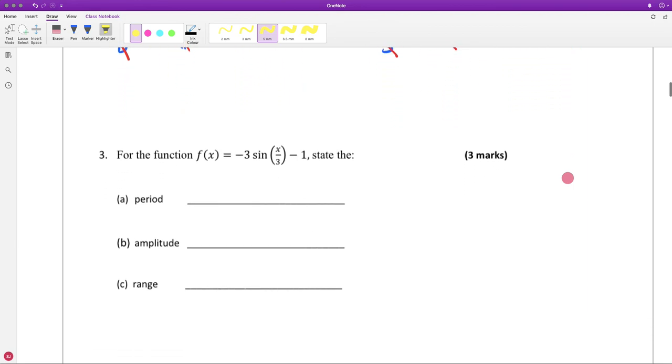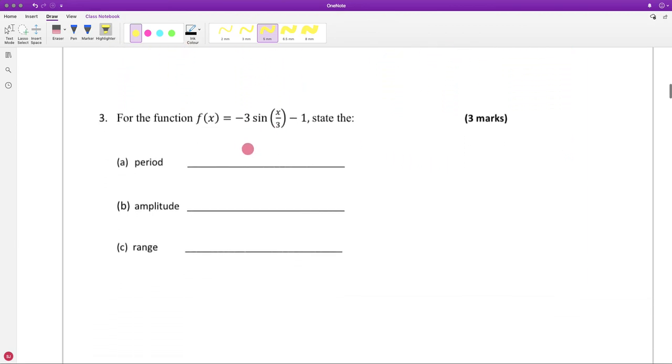Could you now try question 3 for yourselves? Pause it here and try your best.